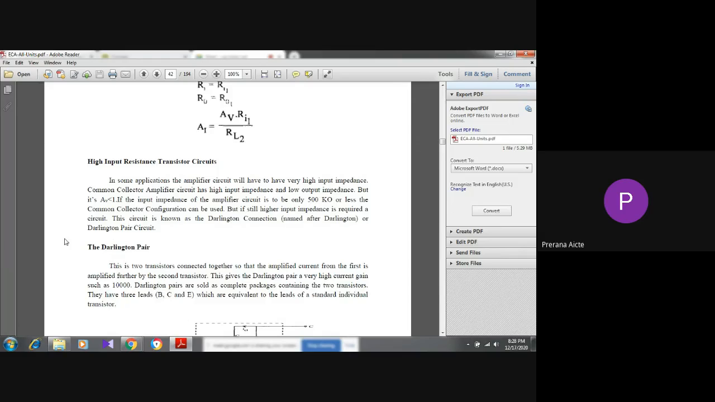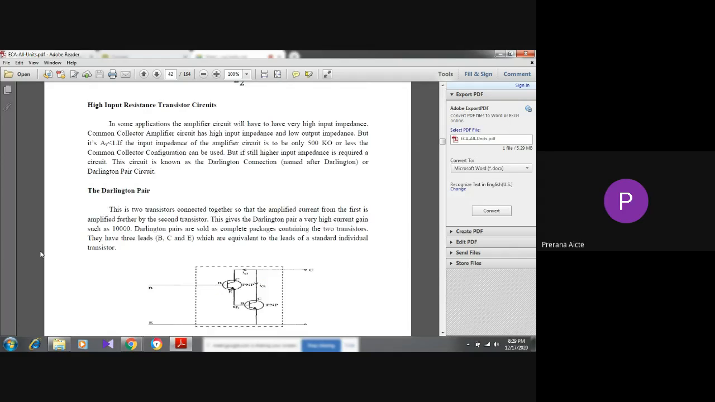The important point is, if the input impedance required is approximately 500 kilo ohms or less, then one CC circuit is enough. But if we require more than 500 kilo ohms, only then do we go for these types of high input resistance circuits. One of the important circuits is the Darlington pair. A Darlington pair is a two-stage amplifier which consists of two CC amplifiers.